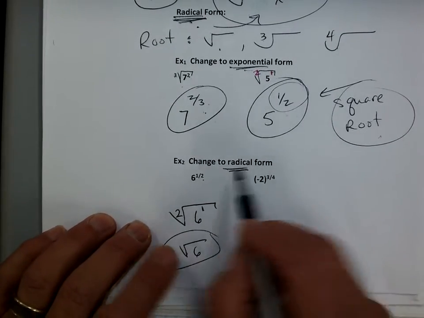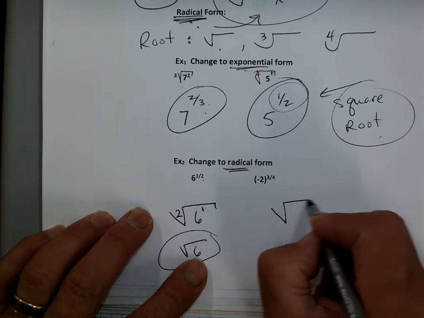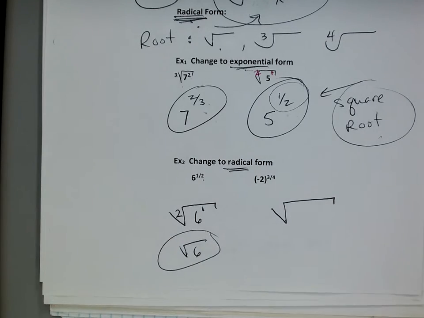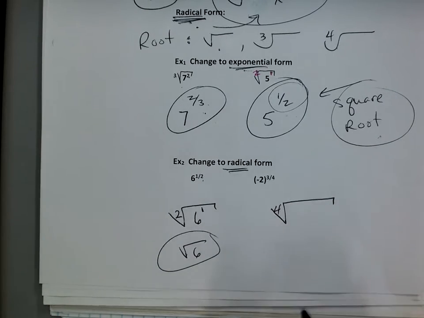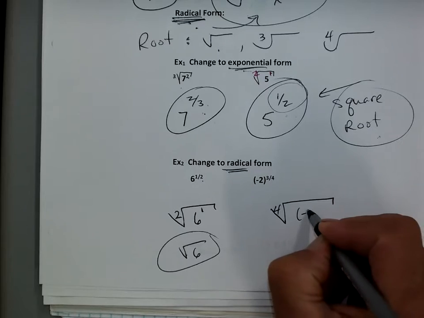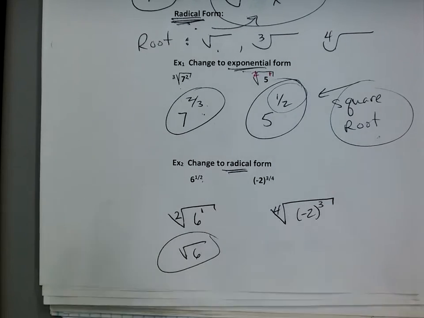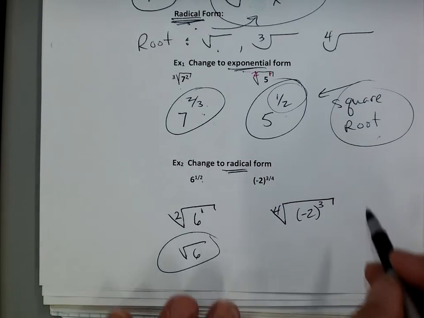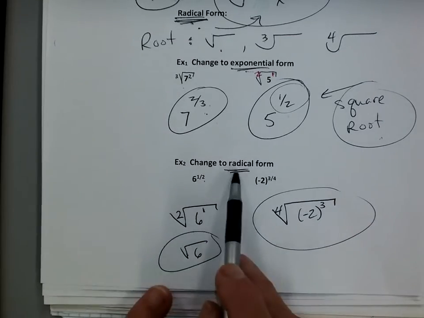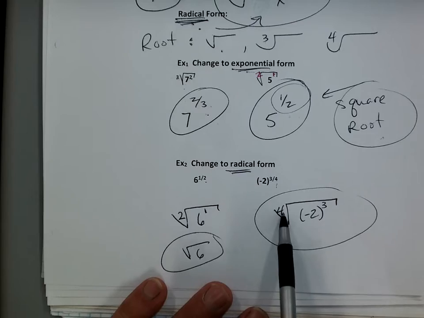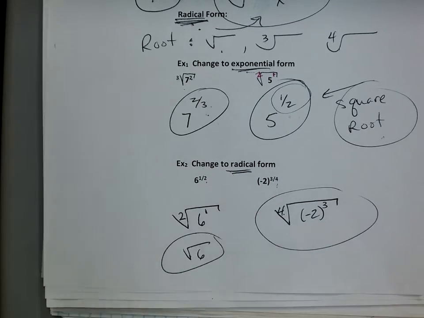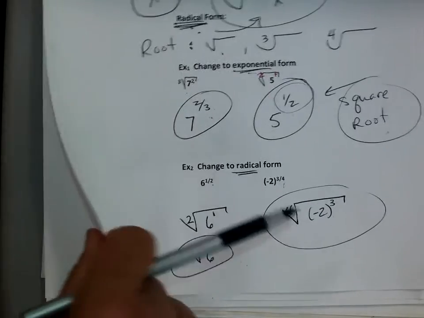Okay, example 2. We want radical form, so I'm going to go put my radical down. Radical is just a fancy math word for root. I'm going to go my fourth root here. I'm going to go my -2 to the third power. Okay, so I changed it from exponential to radical. Radical means root. My bottom number is my root. My top number is my power.